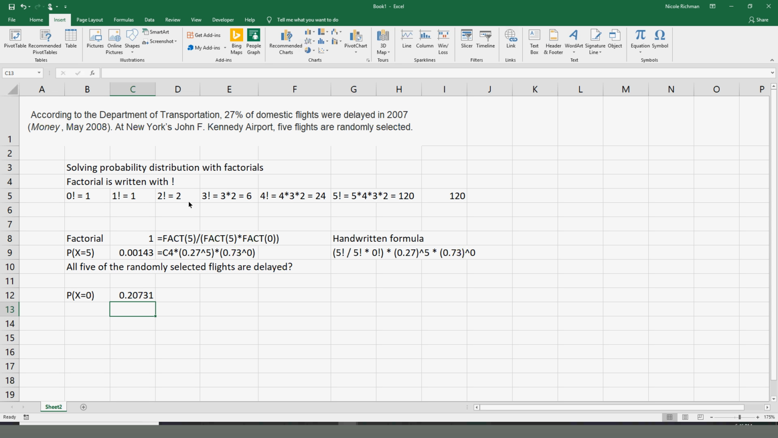So that's with factorials. Anytime you see that factorial symbol, just know that one, you can do it in Excel with FACT. So you can just find the fact. And two, this is what it's doing: it's multiplying it by every number that comes before it. Okay. And so this is solving probabilities with factorials.